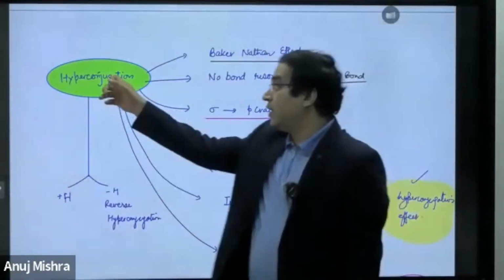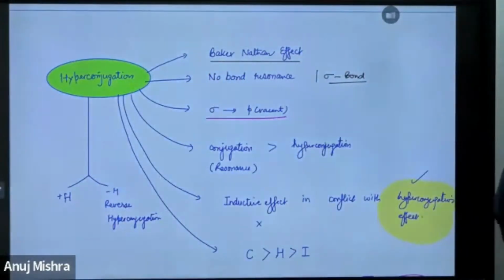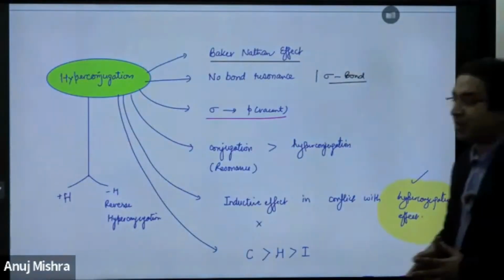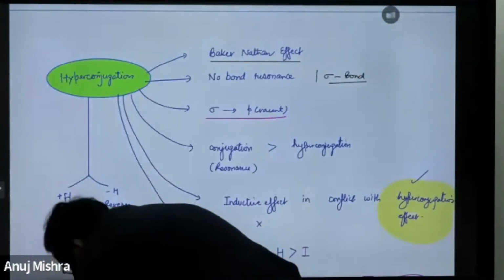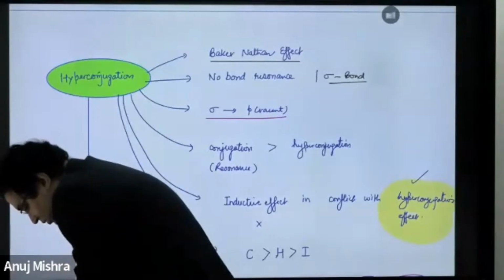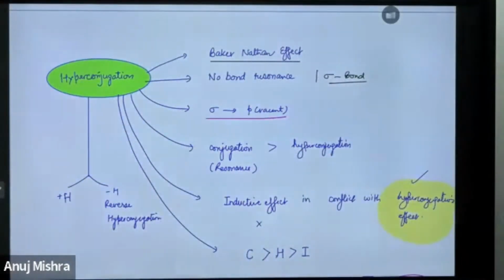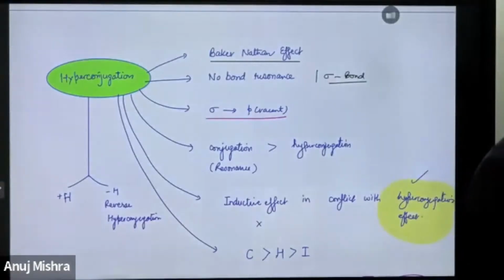And then one more point. Hyperconjugation can be of 2 types: plus H and minus H. Mesomeric can be plus M and minus M. Resonance can be plus R and minus R. Inductive can be plus I and minus I. Likewise, hyperconjugation can be plus H and minus H. Okay? Minus H is called reverse hyperconjugation. We'll talk about this also.